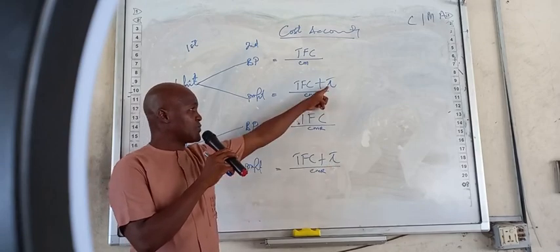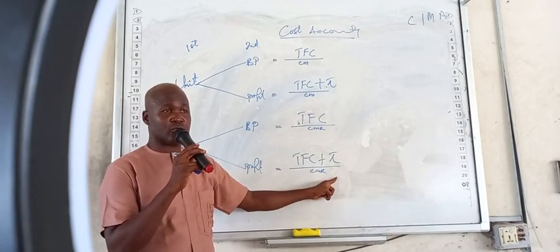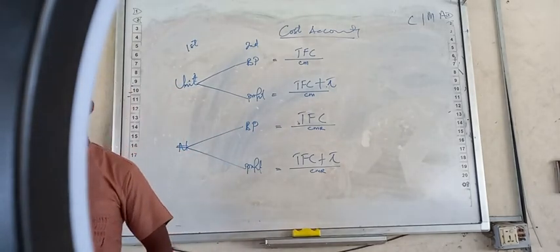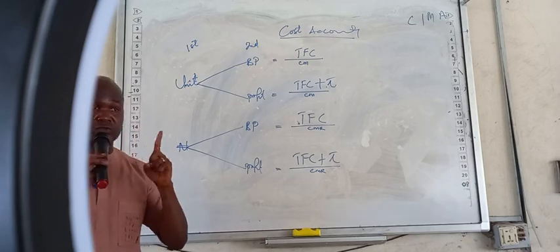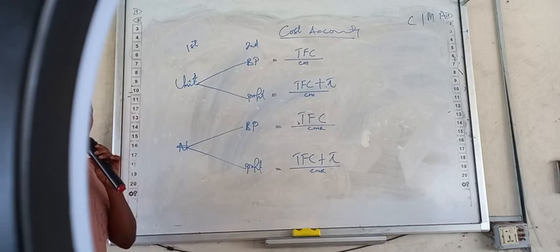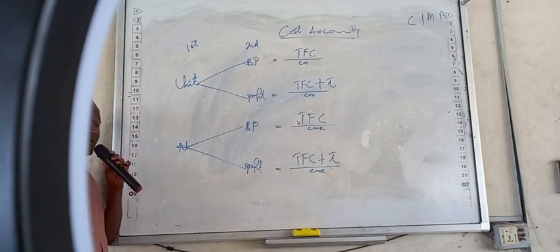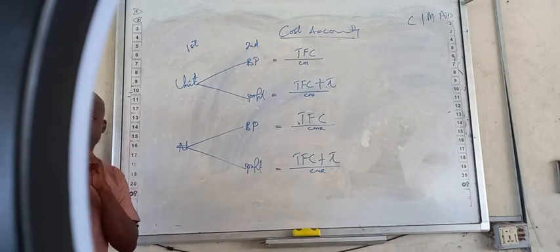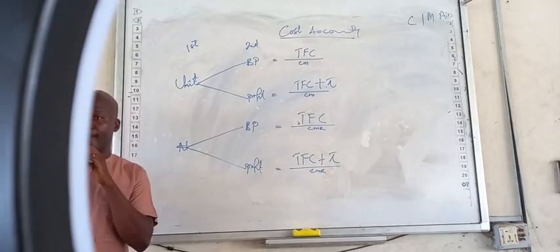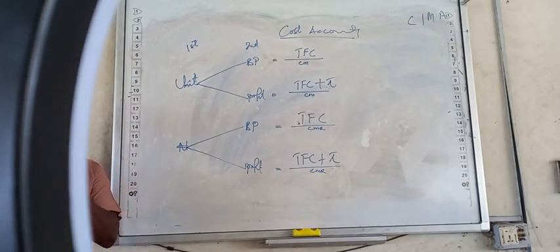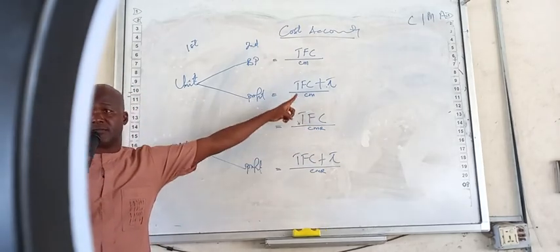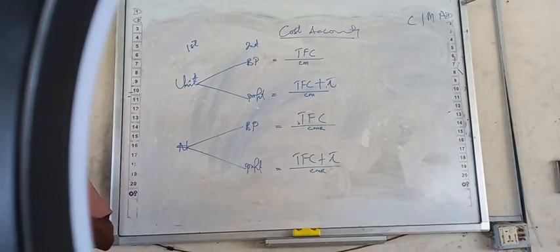Anytime you want to use profit in break-even, you don't use profit after tax to analyze the break-even situation. The only profit you can use to analyze break-even situation is profit before tax. So anytime the examiner gives you profit after tax, the first thing you will do is to change it back to profit before tax before you can use it in this formula. Because it is a criminal offense punishable by law for you to use profit after tax here. The only profit you can use is profit before tax.